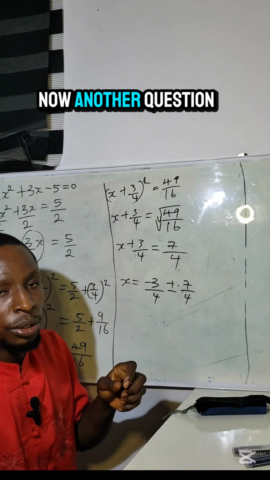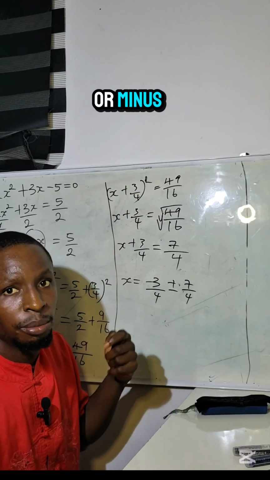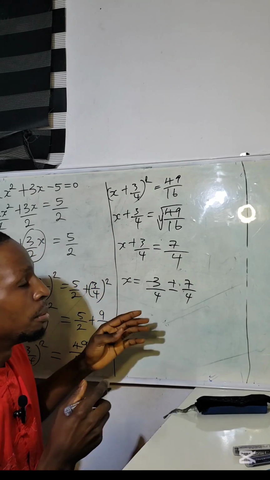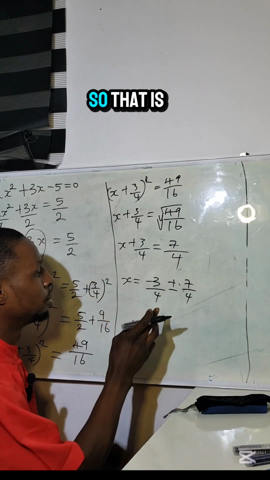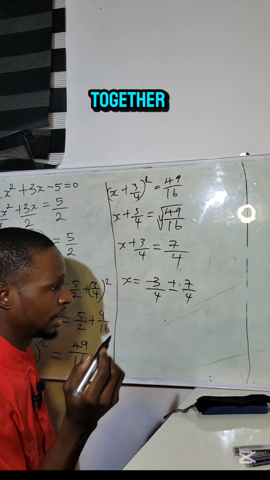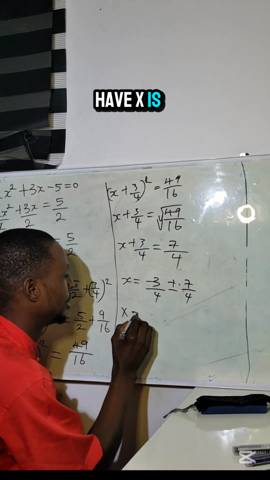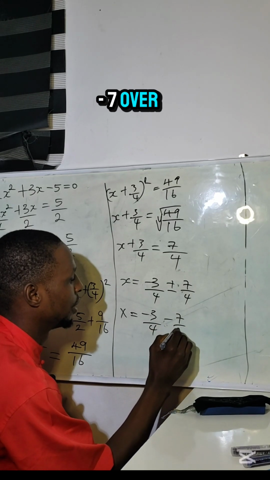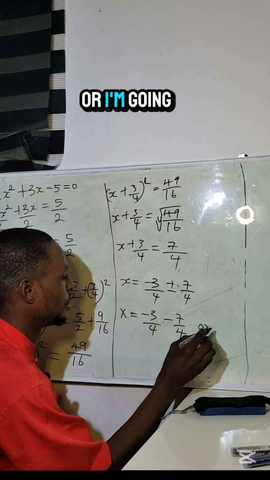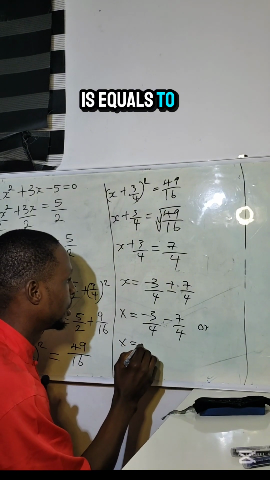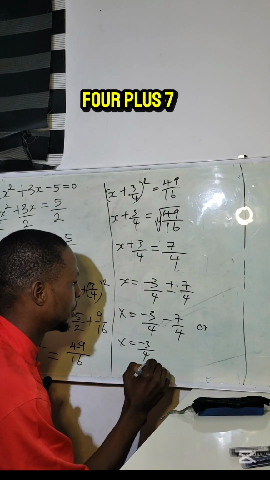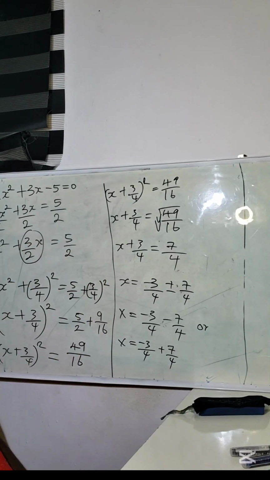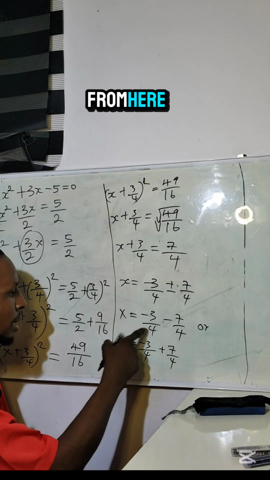Now, another question is, why am I using plus or minus? Because in a quadratic equation, you are supposed to have two answers, a positive and a negative one. That's why I'm using plus and minus together. Now I'm going to have x is equal to minus 3 over 4 minus 7 over 4, or x is equal to minus 3 over 4 plus 7 over 4.